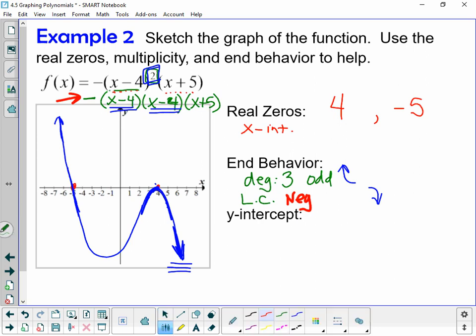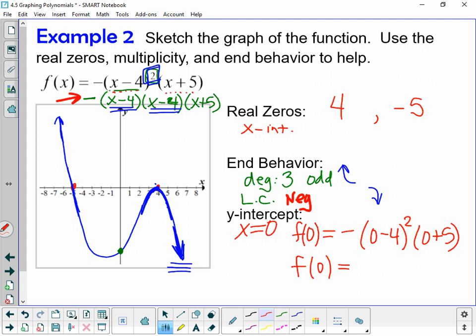So I want to mark the value of that y-intercept. Remember that the y-intercept happens when x is equal to 0. So if we plug 0 into our function, we get negative 0 minus 4 squared times 0 plus 5. And if we keep simplifying that, which you could easily do in your calculator if you'd rather, that negative 4 squared is a positive 16, and we times that by a negative 1 and by a positive 5. So our y-intercept is at negative 80.